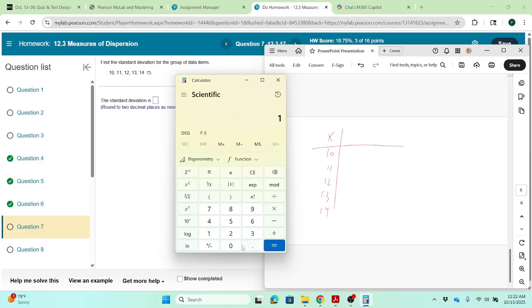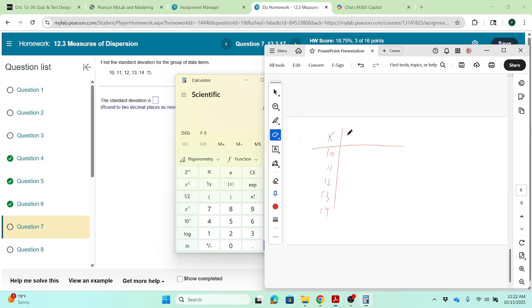So that is 10 plus 11 plus 12 plus 13 plus 14, divided by 5. So that's supposed to be 12. So the difference between the mean and the data is 10 minus 12, negative 2, negative 1, 0, 1, 2. And then what is the next step?